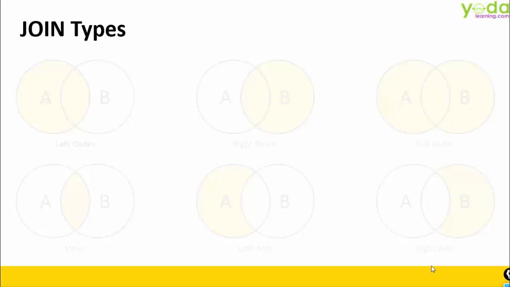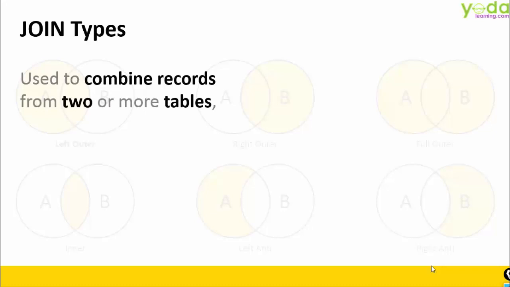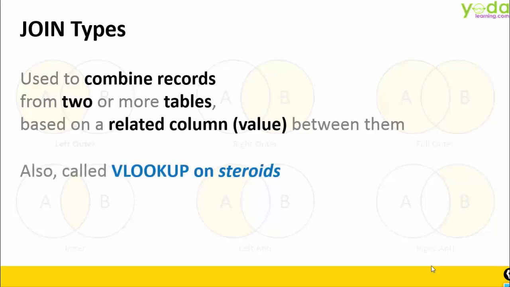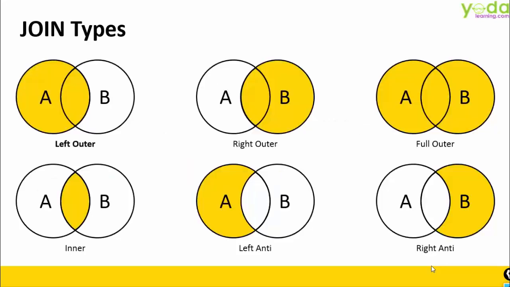Let me share a quick definition. It is used to combine records from two or more tables based on a related column between them. A lot of people even call this VLOOKUP on steroids, and I will explain to you in subsequent minutes why. Now, why am I discussing join types?